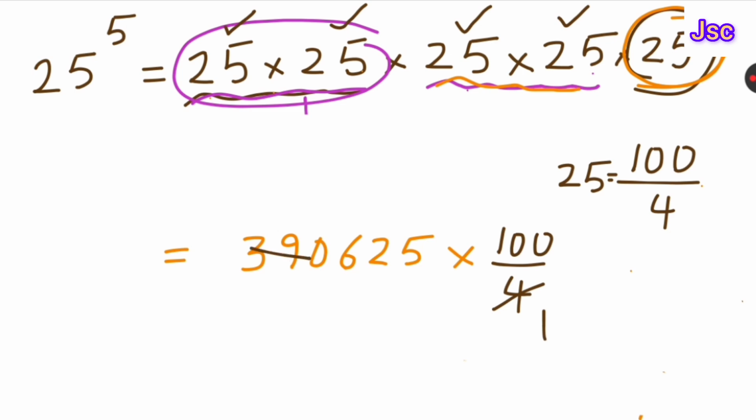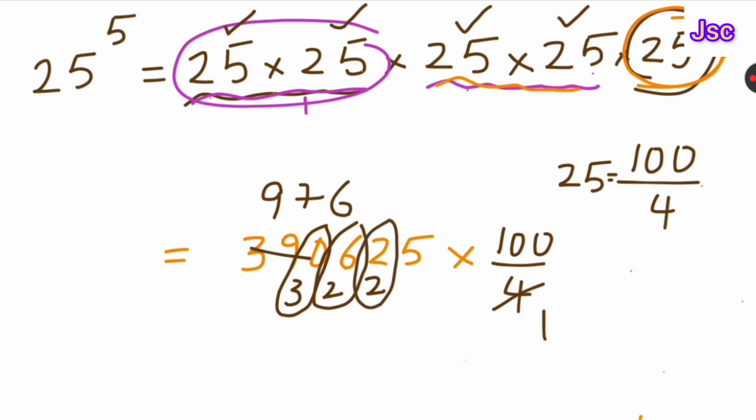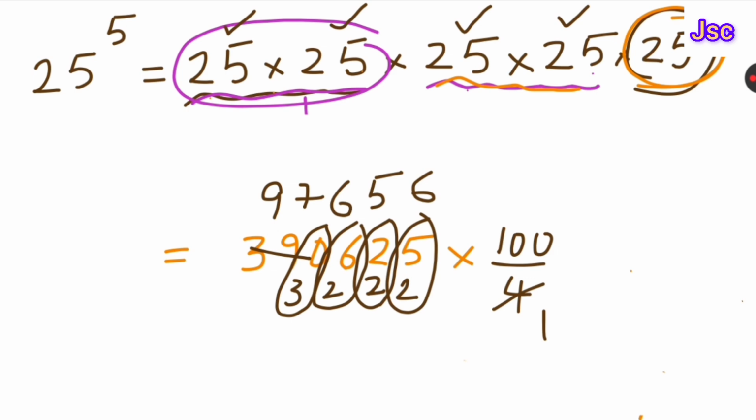4 9s are 36. The remainder is 3. Add with the next number, which is 30. 4 7s are 28. The remainder is 2. Now combine with the next number, which is 26. So 4 6s are 24. 26 minus 24 gives the remainder 2. This 2 combined with the next number, now we have 22. 4 5s are 20. So 22 minus 20 gives 2. So that means the remainder is 2. Now this 2 add with the next number. Now we have 25. 4 6s are 24. The remainder is 1. After this we don't have any number.